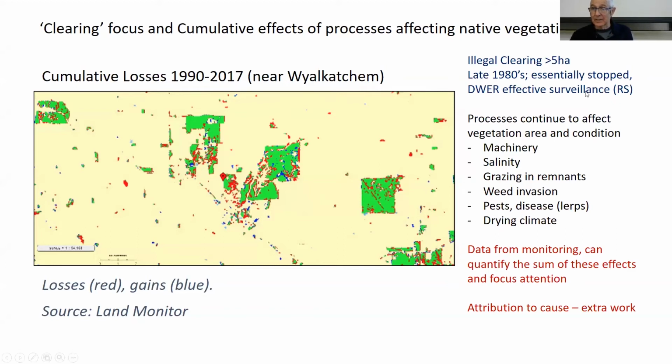DWA has a very effective surveillance system to track illegal clearing at the present date using remote sensing. But a long-term time series like this can provide insights into the cumulative effects of these processes. And if you want to, it provides the opportunity really to examine and attribute those to different causes.